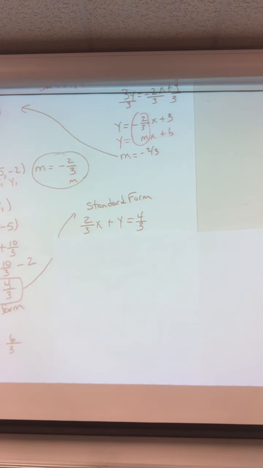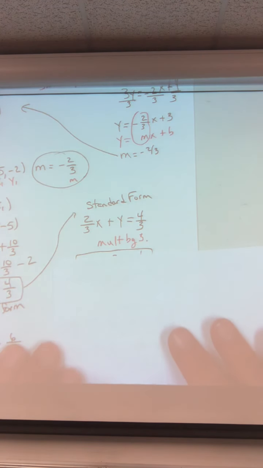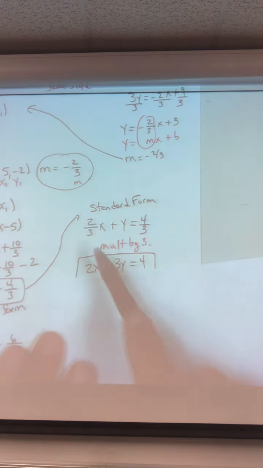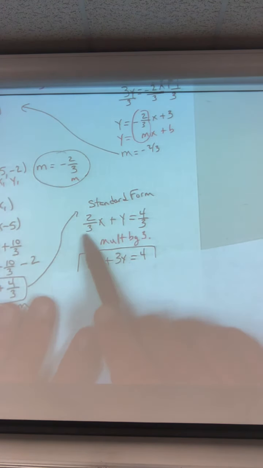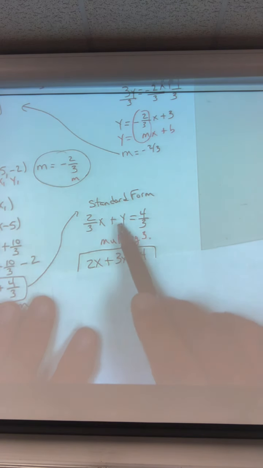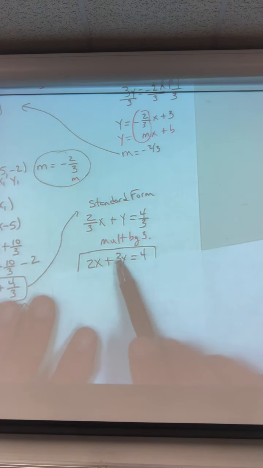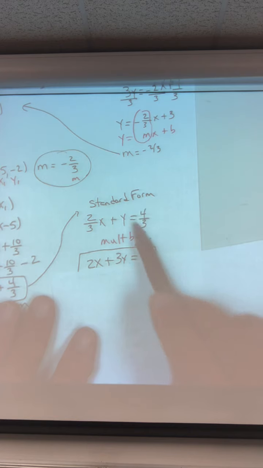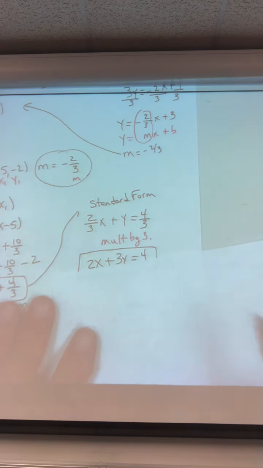But we can't leave fractions in the standard form. So when I multiply by 3, when I multiply this by 3, the 3's cancel and leaves 2x. When I multiply this by 3, it leaves 3y. And when you multiply 4/3 by 3, the 3's cancel and just leaves 4.